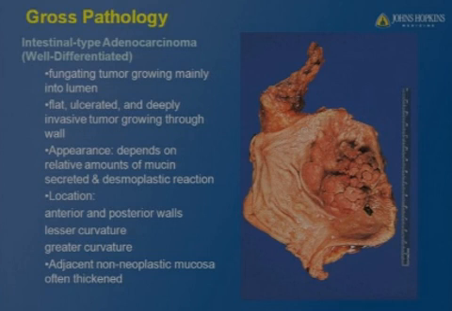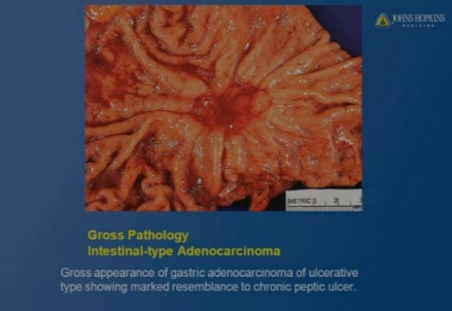There is a fungating tumor growing mainly into the lumen. It may also be flat, ulcerated, and a deeply invasive tumor going through the wall of the stomach. The appearance depends on the mucin produced or the desmoplastic reaction by the tumor. That desmoplastic reaction is important to know because if there is one, the adjacent gastric wall is also thickened. That is why the biopsies sometimes are inconclusive in these patients.